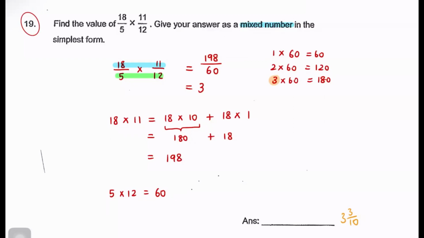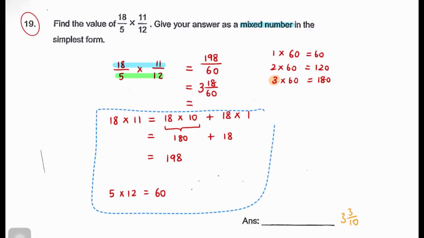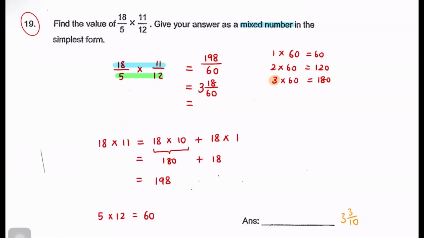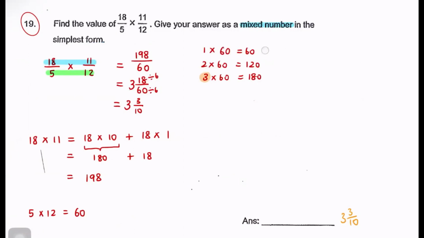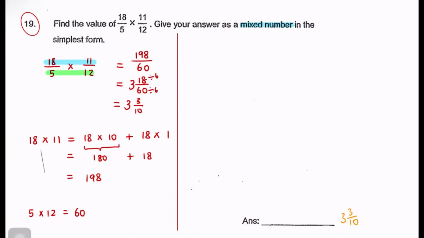It's 18 over 60. Then you simplify. That is 3 whole and what over what? 3 over 10, because both numbers can be divided by 6. Okay, this is one way of doing it. Maybe a bit long-winded, too complicated. So here we are going to do an easier method.